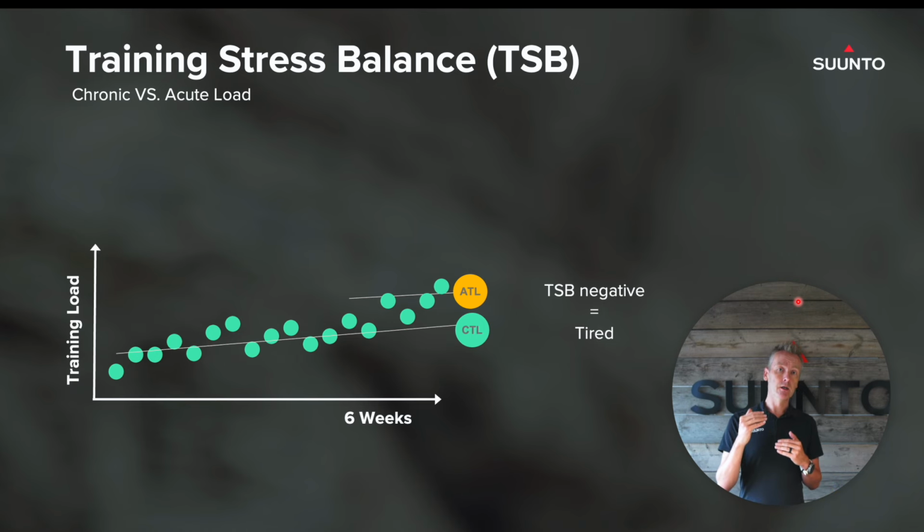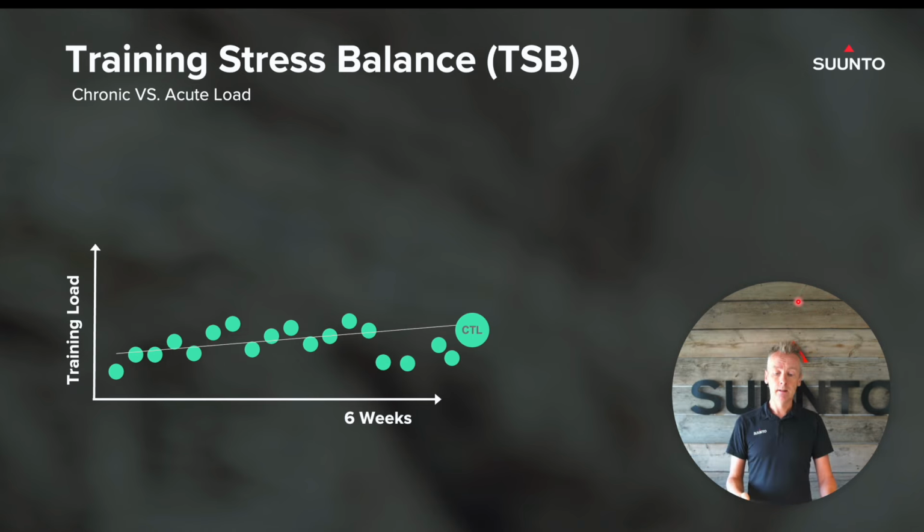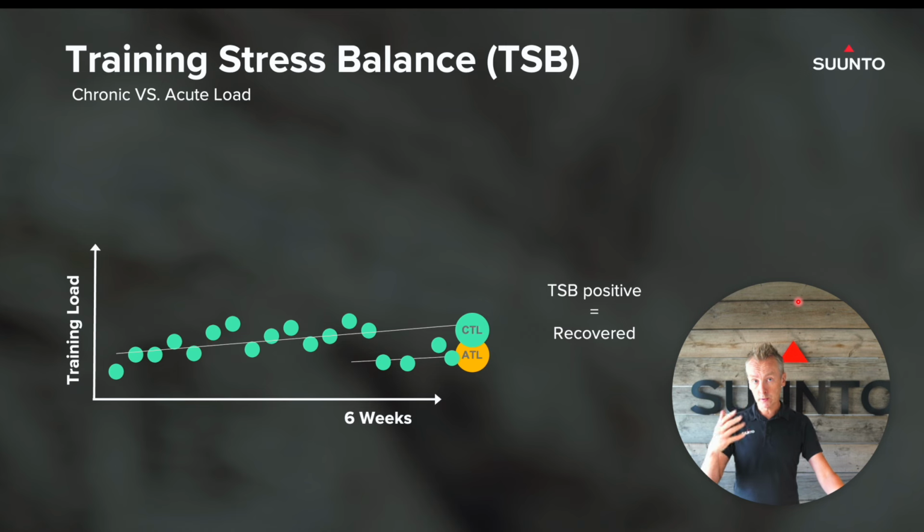lately has been bigger than what I'm used to, that means that the training stress balance is negative, because both are taken into account. And it means that when it's negative, you feel tired. And a bigger negative number means that you are more tired. And in the same way, if the acute training load is lower, it means that the training stress balance is positive. So from a training perspective, you seem to be recovered. So you probably would be able to do more effort than what you have lately done.